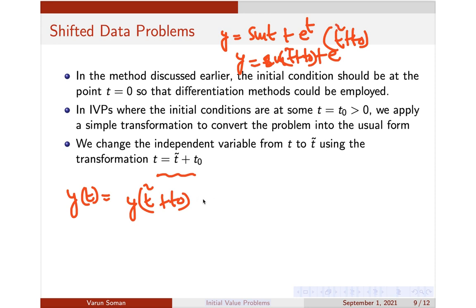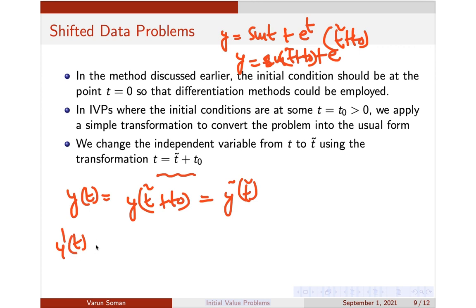In order to shorten the process, I will simply call this quantity y tilde of t tilde. So this y of t is now being called y tilde of t tilde, just for convenience of notation. Now your equation will have y dash of t. What will happen to this y dash of t?